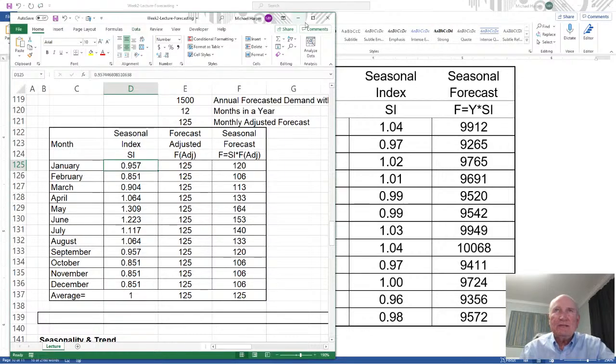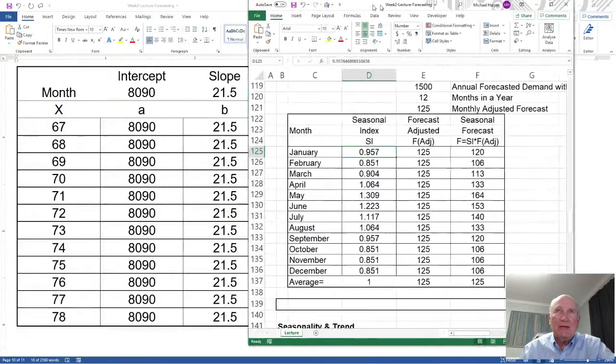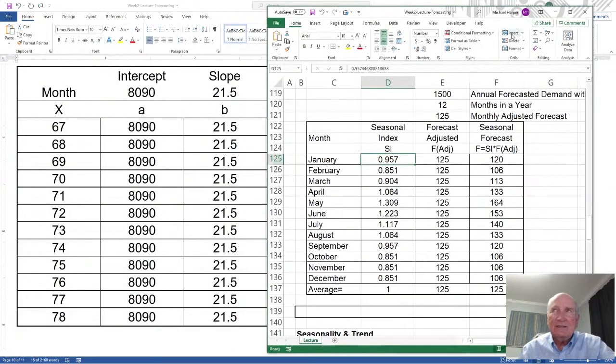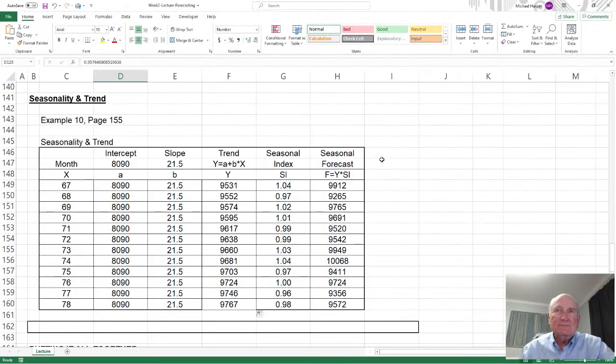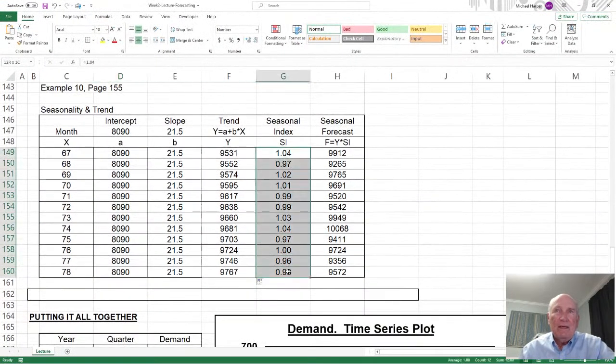Well, they're using these indexes. I'm going to do what they do, and I think that's it. That's in the text. Okay, so they're using these indexes. Whatever you take the trend, multiply by the indexes, and you get your forecast. That's all you do. So now we have our trend.